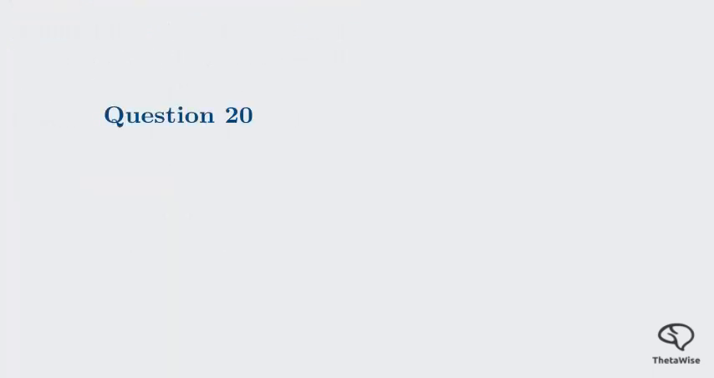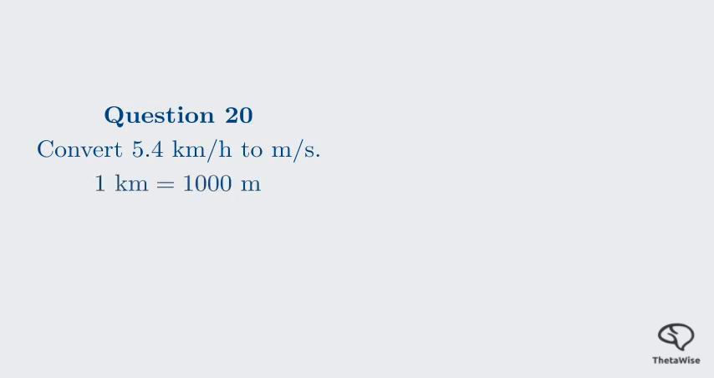Now, let's look at question 20, which is a speed conversion. Luca walks at 5.4 kilometers per hour. Write this in meters per second. We need to change kilometers to meters and hours to seconds. 1 kilometer equals 1,000 meters. 1 hour equals 3,600 seconds.